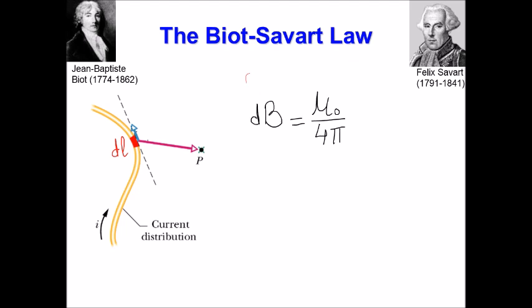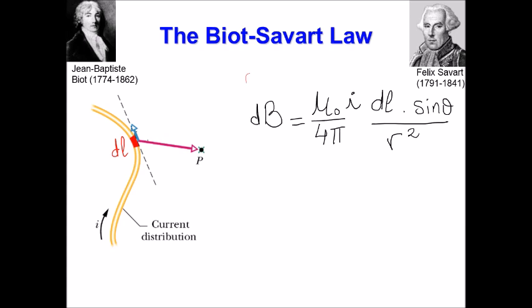Mu 0, that's what we call permeability of free space. For electric field, we have a permittivity. For magnetic field, we have permeability of free space. So mu 0 over 4 pi, we have the current I circulating in the wire, and we have the element length dl, and we have something else. So you have a sine of theta and an r square.